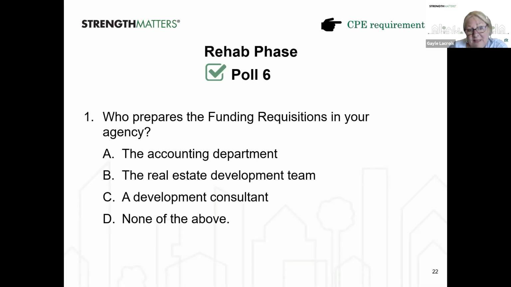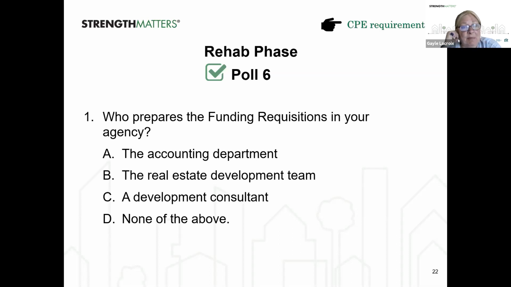Okay, do we have an answer? Oh, so most folks do know. That's great. That's really great. It means you're engaged with your development folks. Interesting that most of you have your development team preparing the requisition, more so than the accounting department, which is interesting. And again, it doesn't matter as long as you're reconciling every single month.